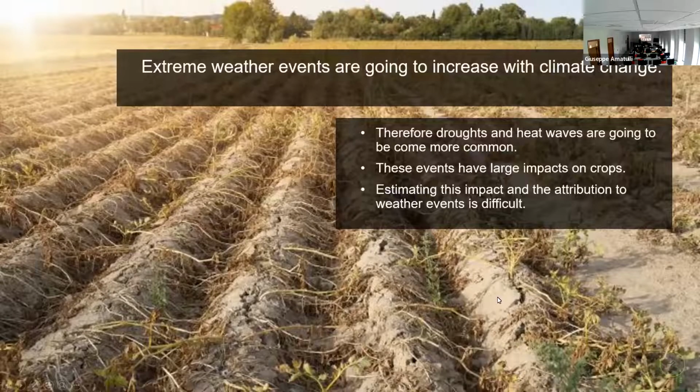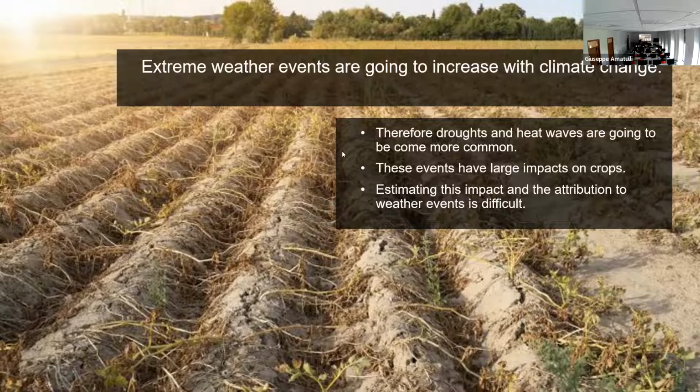Okay, and the idea behind this is that extreme weather events are going to increase with climate change. That means extreme weather events like a drought or heat waves, for example, are going to be much more common in the future. These events have large impacts on crops. As you can see in the background, this is a picture from Germany in 2018, and this was a potato field before, and looks more like a desert now. And to estimate this impact and later probably attribute it to the weather events, this is a really difficult issue.